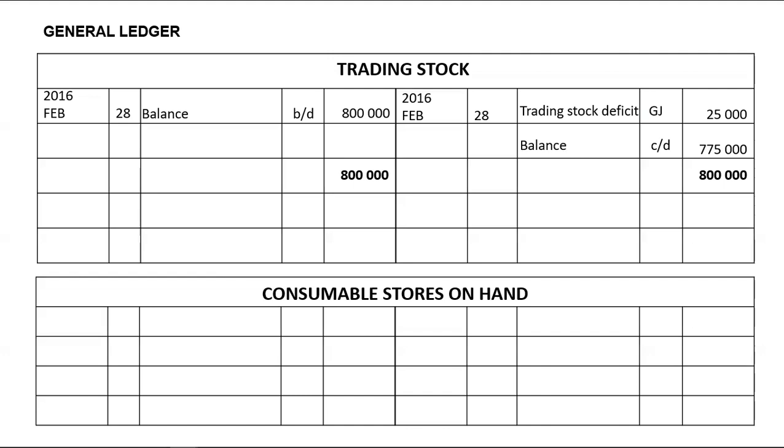All right, that's why our trading stock here is sitting at 775,000. So we do this adjustment to make sure that we're not putting our books into the oven, baking them or cooking them. Okay. All right.